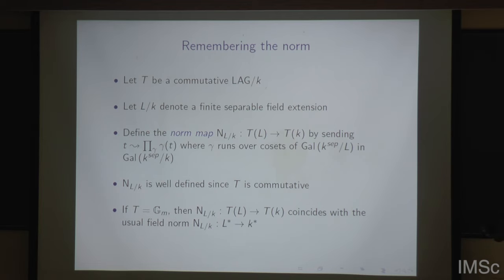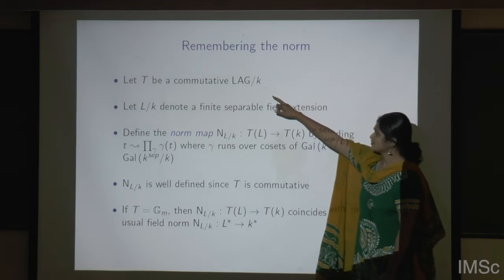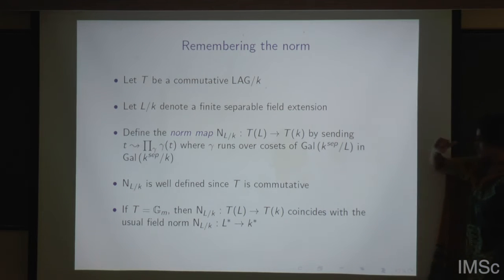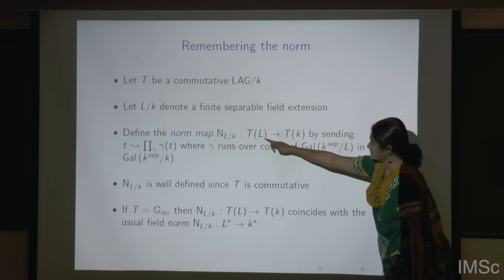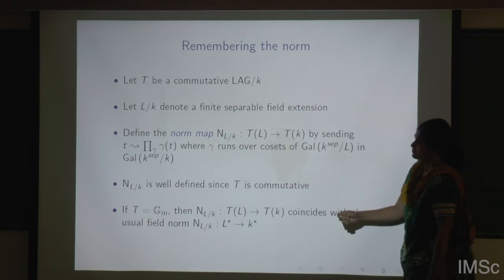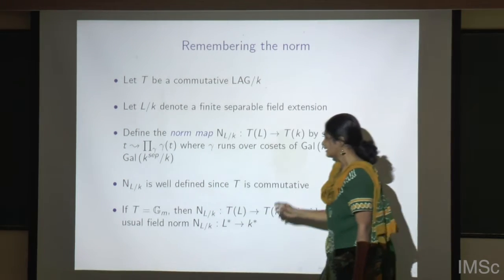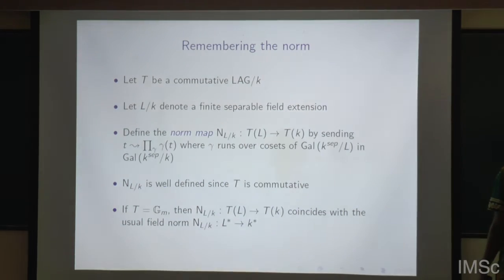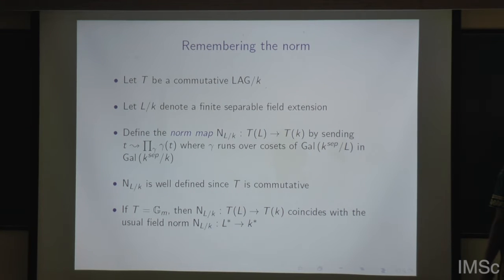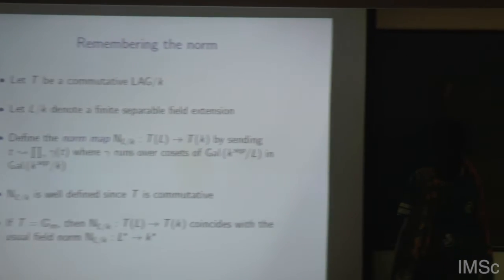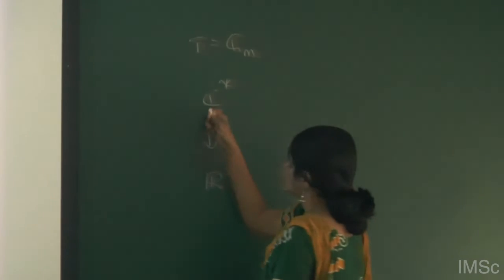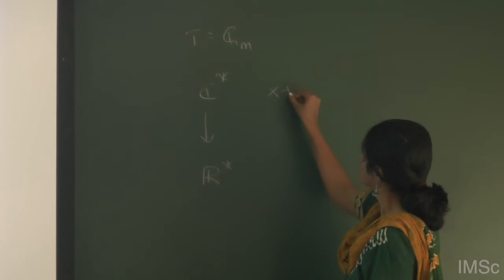Let me tell you what the norm is, and then tell you what the norm principle is. Supposing I take a commutative linear algebraic group and a finite separable field extension. I can define a norm map from the L points of the commutative group to the K points by taking a point and running it over the appropriate Galois conjugates. So for example, if you just work with T as G_m, and you're working with complex numbers to real numbers, this is your precise norm.